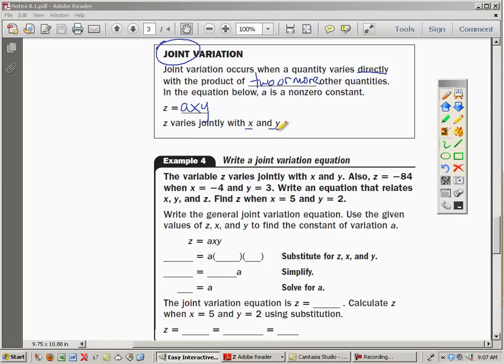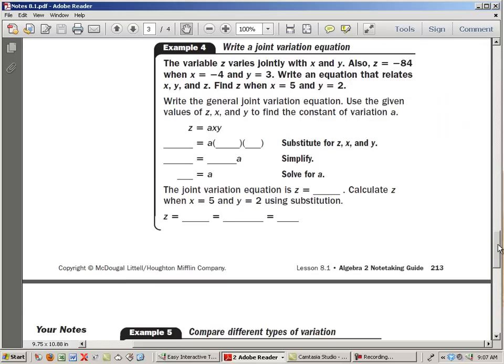So, you know, x increases, y decreases, and whatever. You can change the values of x and y, but again, you still have your constant of variation, but now you're varying with two quantities, and so that's why we call it joint variation. All right? So let's go ahead and try to write a joint variation equation.